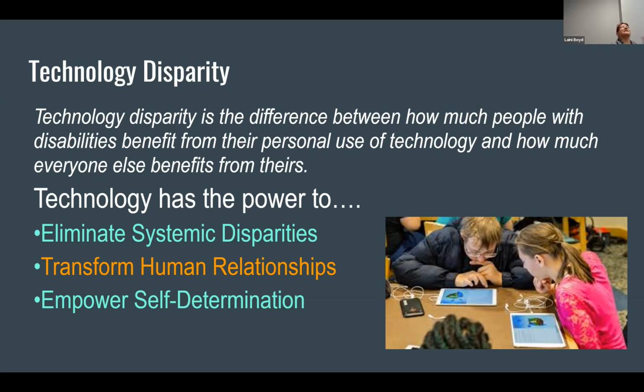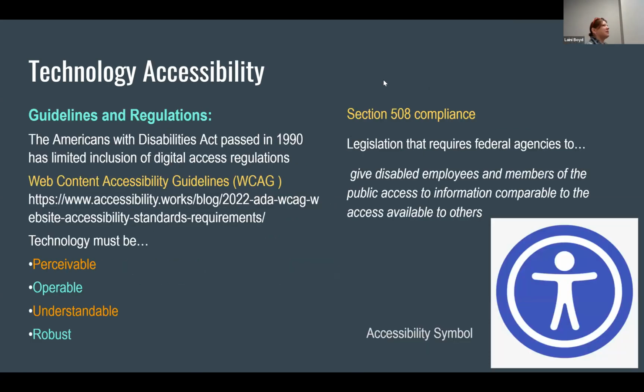The power of technology is it's always changing. There's always something new. I don't know everything, and I'm the first person to stand in front of you and say, I don't know everything. I don't, because there's always other opportunities. There's always other stuff. All right. So technology accessibility. We're talking about technology, blah, blah, blah.